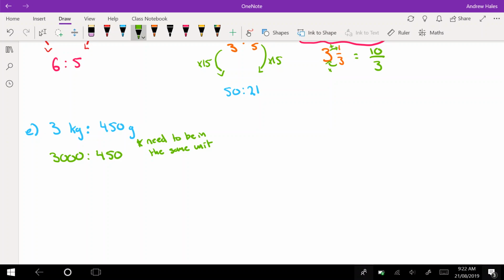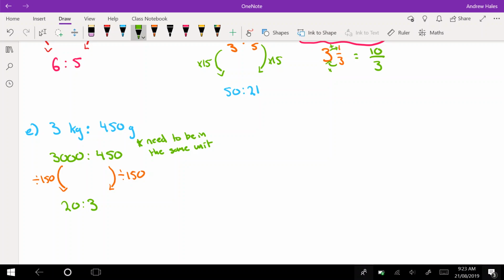Okay. And now again, it's just a matter of finding the highest common factor between these two numbers and then dividing by it. For the sake of me just getting to the answer, because I'm not here to try and lead you guys there, the highest common factor is 150. So we're going to divide both of these by 150. 3,000 divided by 150 gives me 20. And 450 divided by 150, that just gives me 3. So my new simplified ratio is 20 to 3.